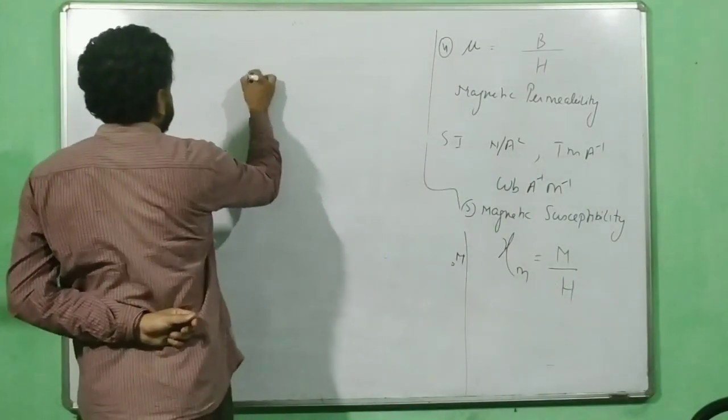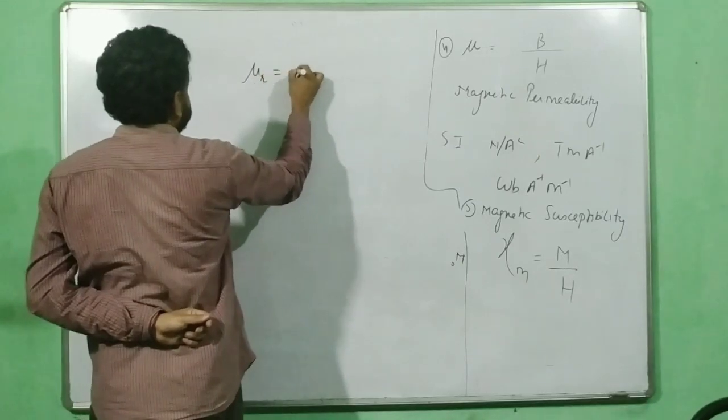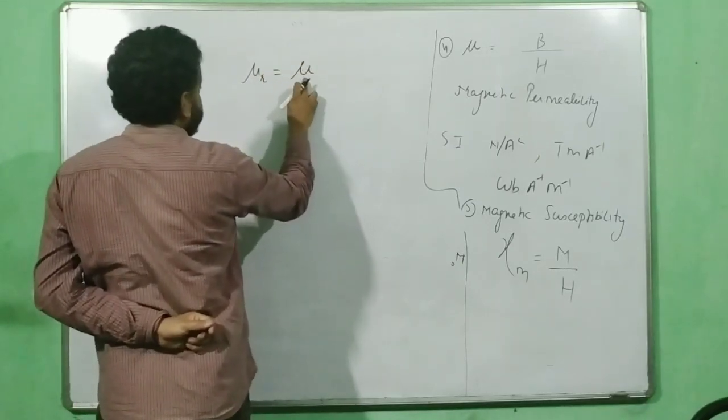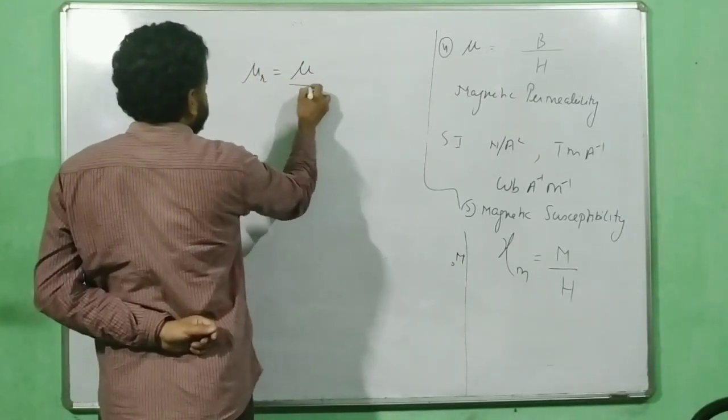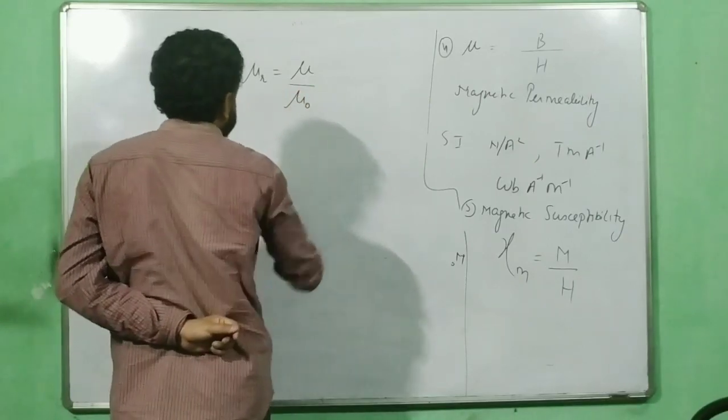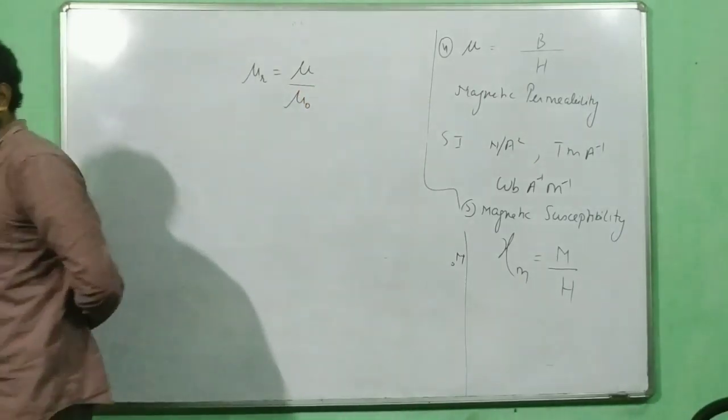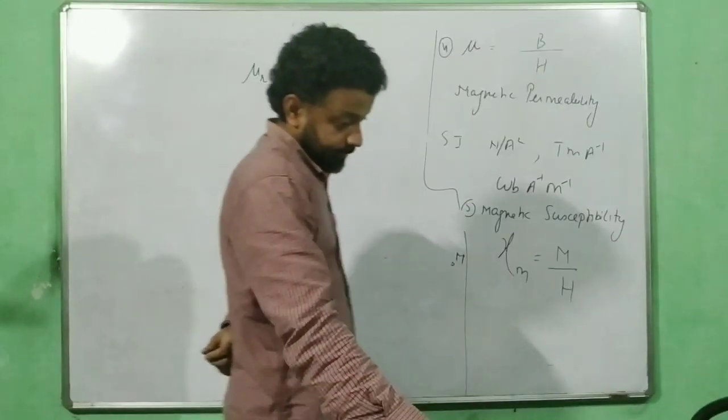Then we have something called relative permeability. Relative permeability is the permeability of any medium divided by the permeability in free space. This is called relative permeability. Okay, this is also very important.